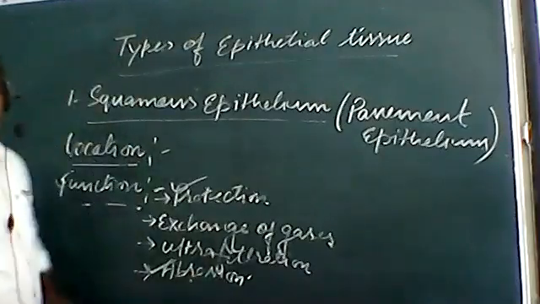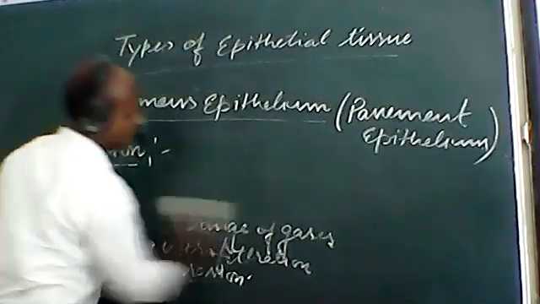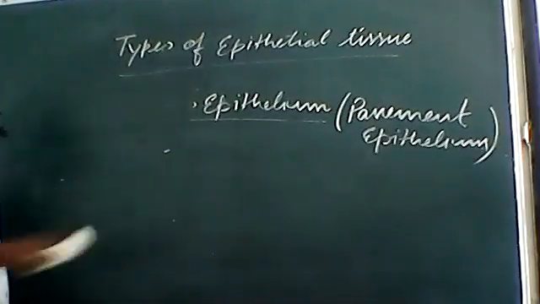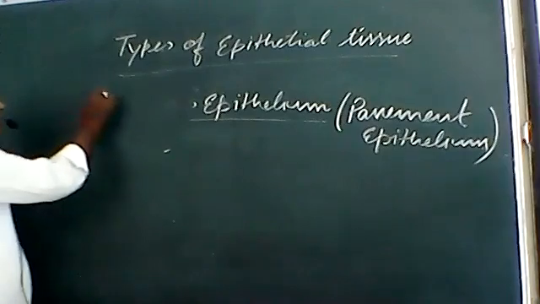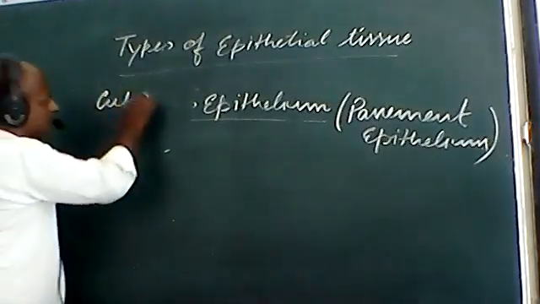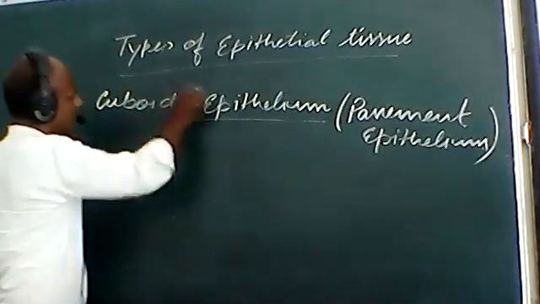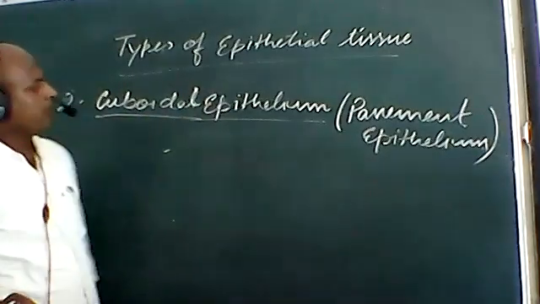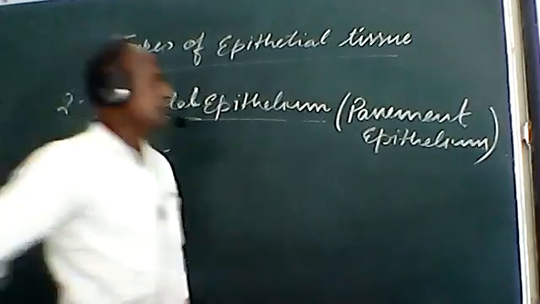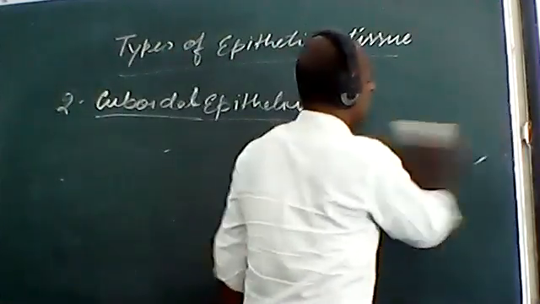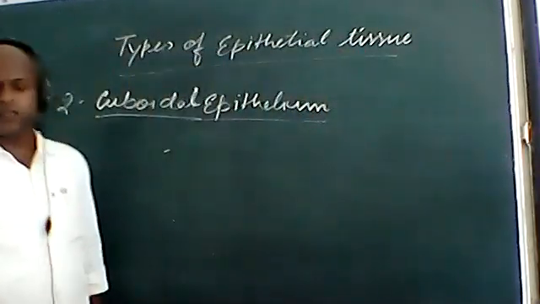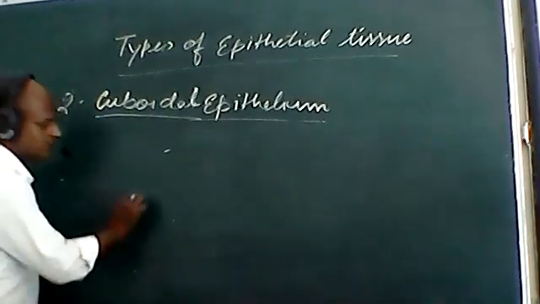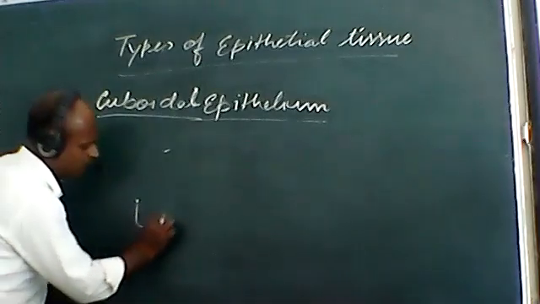After that, we have to discuss cuboidal. एक एक को करके पढ़ लेते हैं. The second one we have to study is cuboidal. As the name suggests, cuboidal epithelium is like cubes. If you see the structure, there is a cube-like structure.